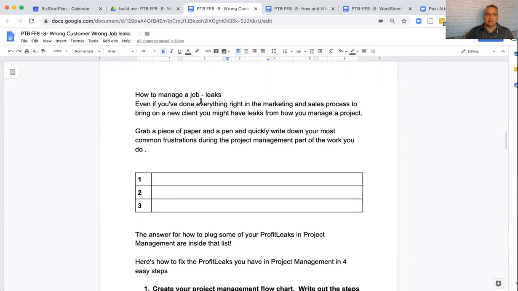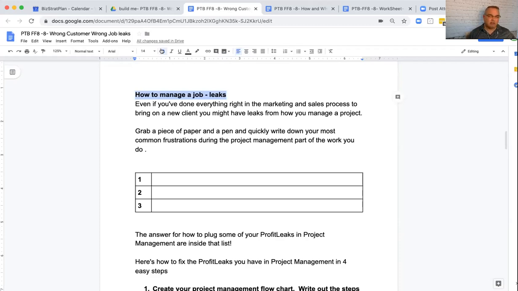There's leaks that can be had, I need to fix this, on how to manage a job itself. Even if you've done everything right in marketing and sales to bring on a new client, you might have leaks on how you actually manage a project. So remember, we're inside the ideal, or we're inside the wrong customer, wrong job leak. We could be running a good job wrong, right? We could be running a good job wrong. And so we have to think about how we manage a job. Do we have leaks there?